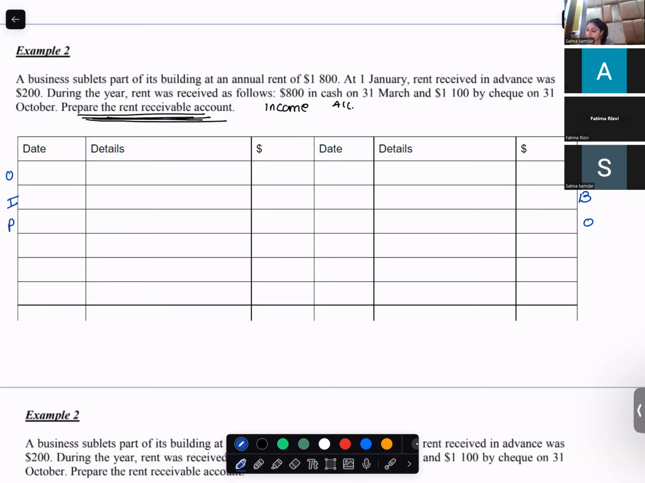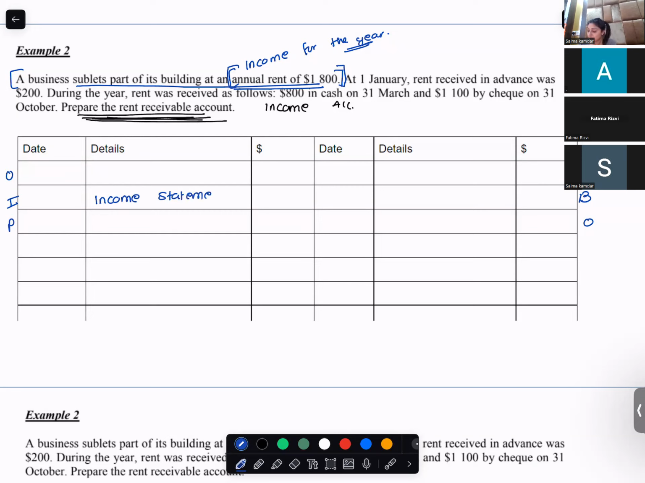Can you please read this, Fatima? A business sublets part of its building at an annual rent of 1,800. Stop. Annual rent means what? Income for the year. Where will we write it, Fatima? On the debit side, the second column: income statement.